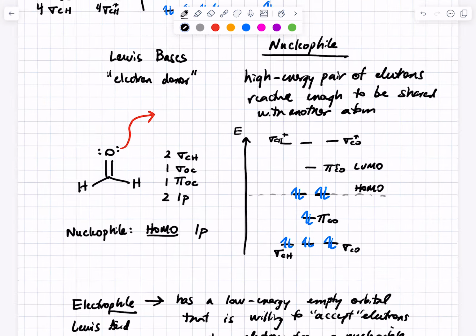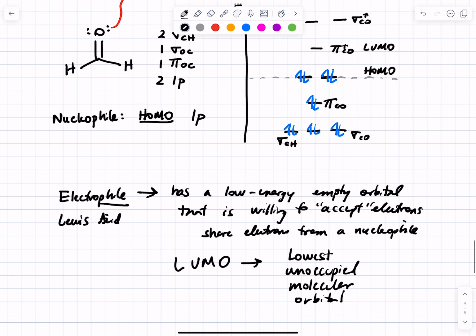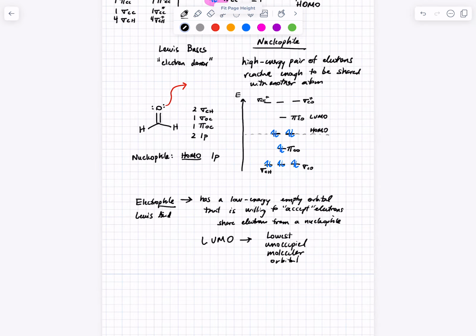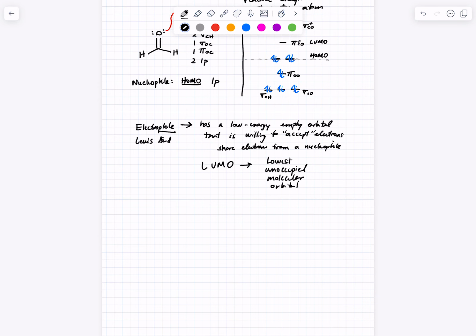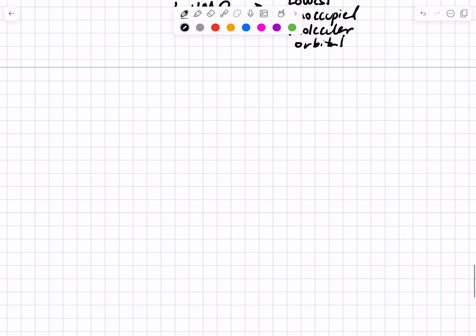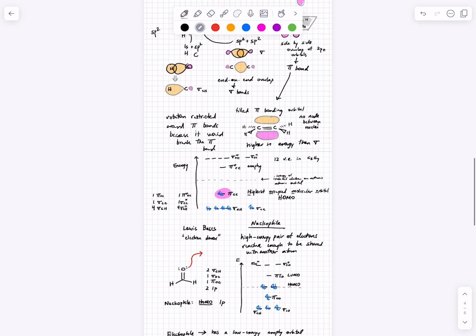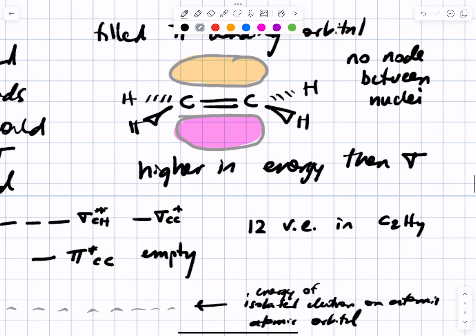star. Let's actually talk about what might happen if something with a high energy pair of electrons were to attack the pi star. But first, we need to draw what the pi star looks like. So I'm going to draw the carbon-oxygen, the formaldehyde, as though we're looking at it on its edge. This is a trigonal planar molecule. You've seen what a pi bond looks like. Scrolling up, that's what a pi bond looks like.